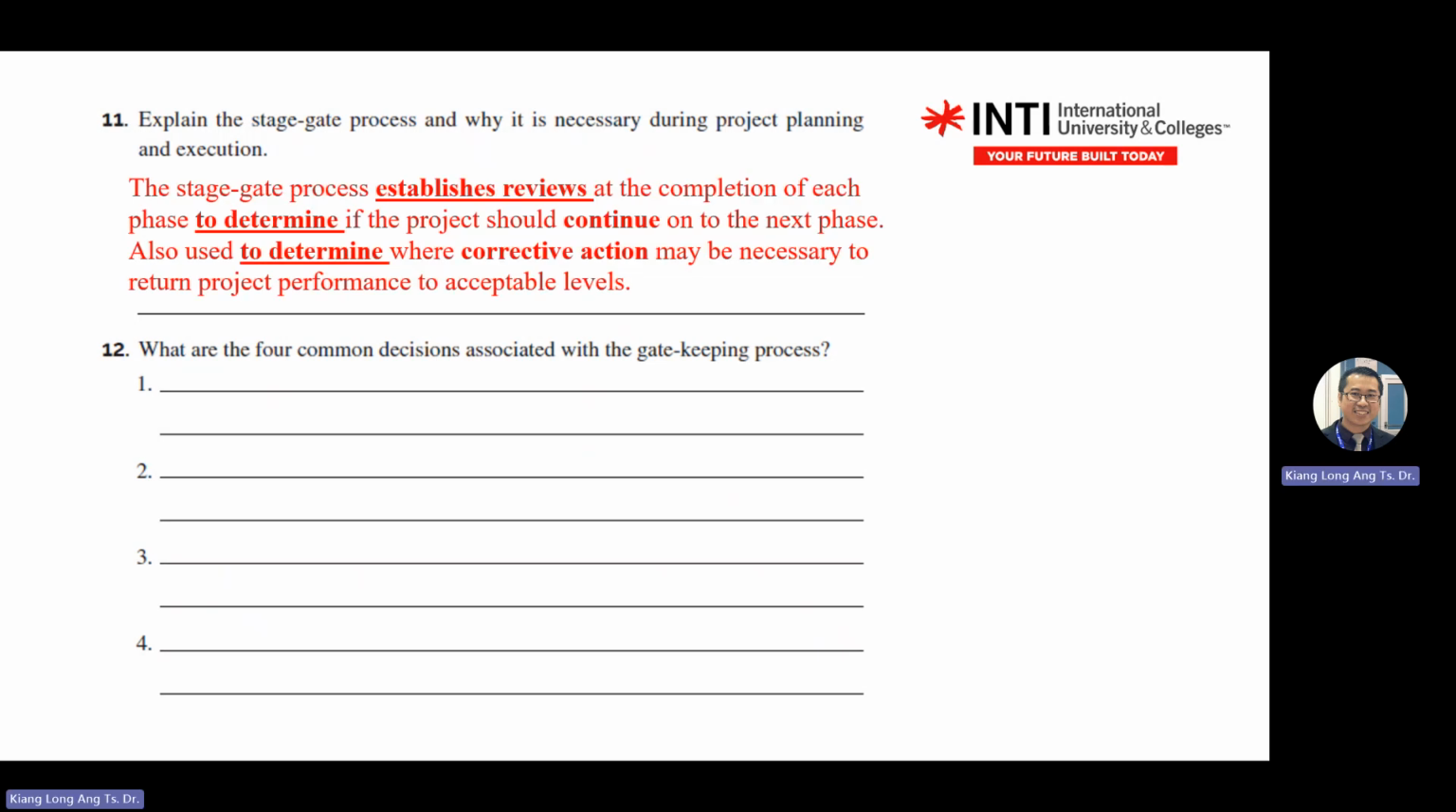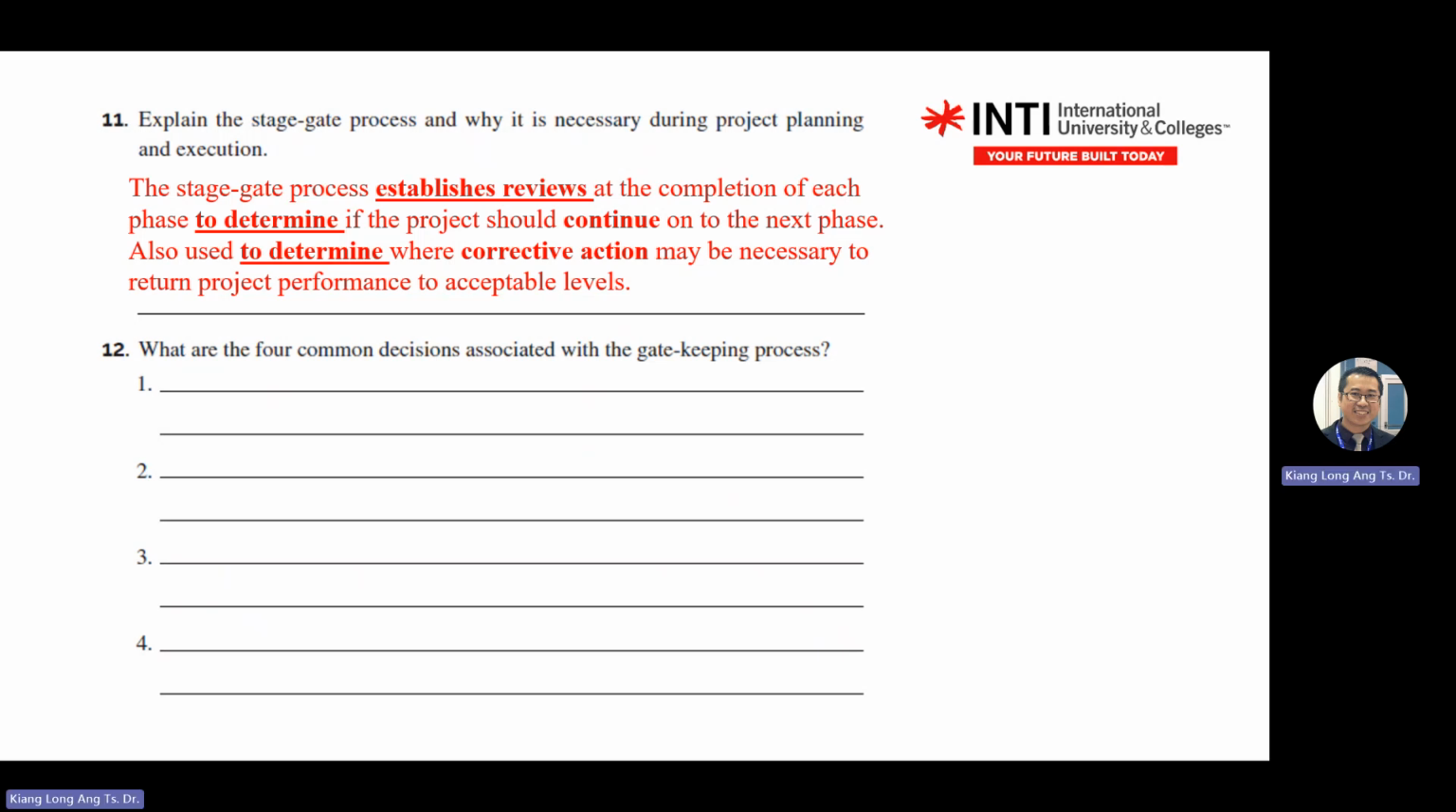So stage gate process, the keyword is to have a review and determine whether to continue. It means there's a decision stage, to continue or not. It is used to determine whether corrective action needs to be done. You establish a review, you determine what? Determine whether to continue or not. Then determine the corrective action necessary to return project performance to an acceptable level.